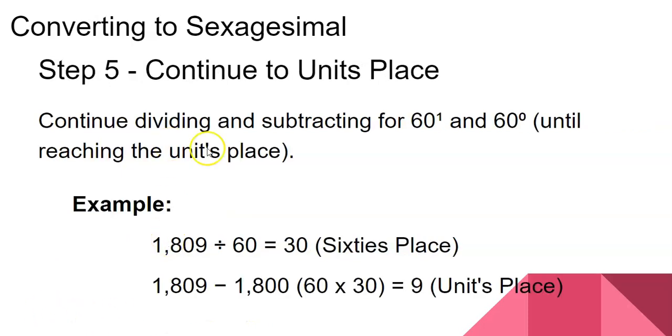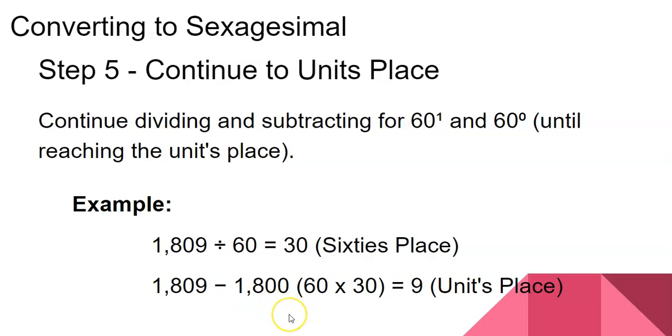As we continue the cyclic process up to the units place, we continue dividing and subtracting for 60 to the power of 1 and 60 to the power of 0, or until the units place. So here in our example, our current remainder is 1,809 divided by 60. The quotient is 30. Alright, so 30 is the digit for the 60s place. Then we compute the place value contribution of the 60 digit 30. So 30 times 60, that's 1,800.